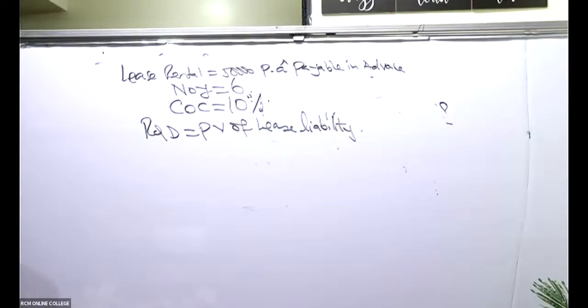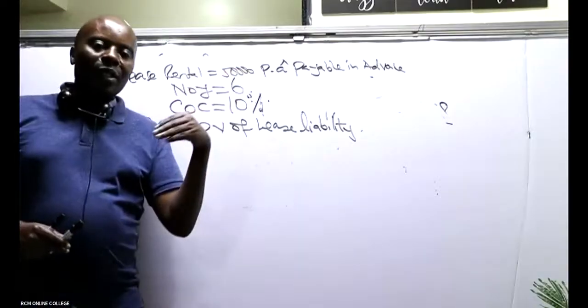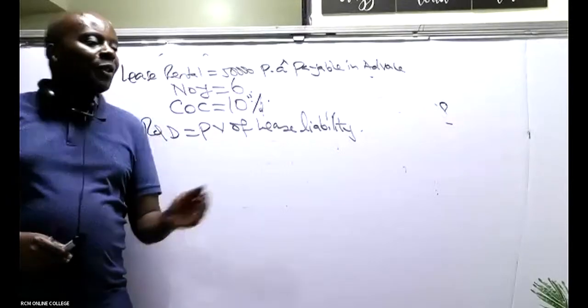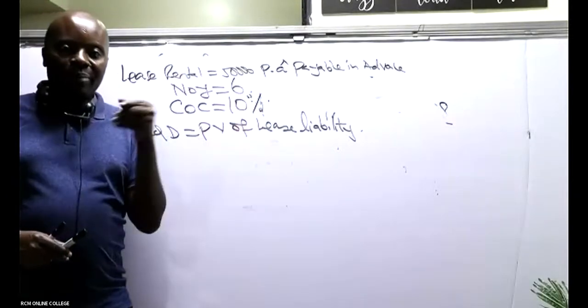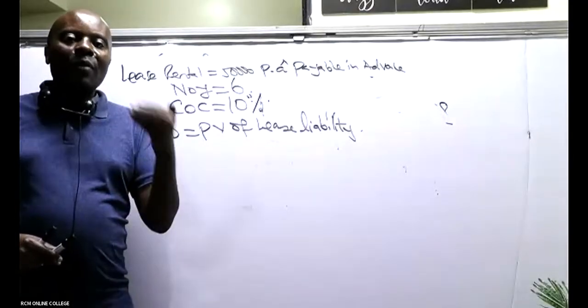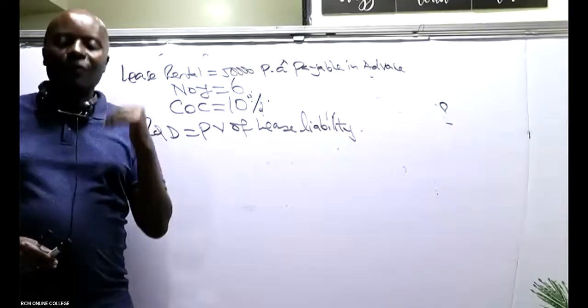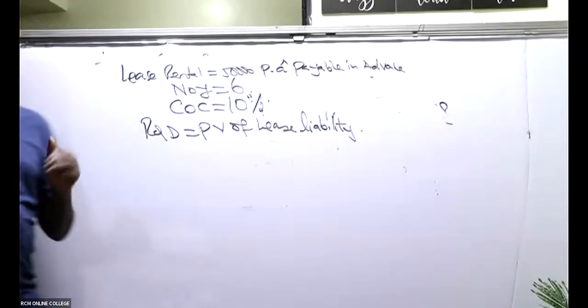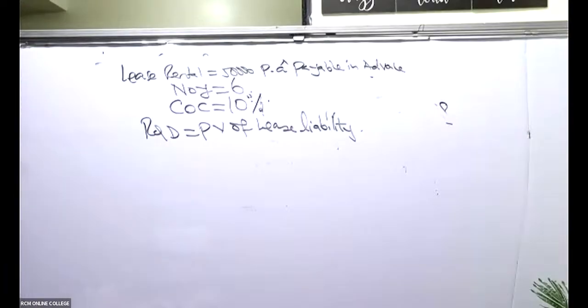The catchword is that this 50,000 is not being paid in arrears. And now this is the real thing, because you are paying before you stay. Most of us, how do we pay our rent? We normally pay our rents in advance. So the lease rental is 50,000 per annum, payable in advance.